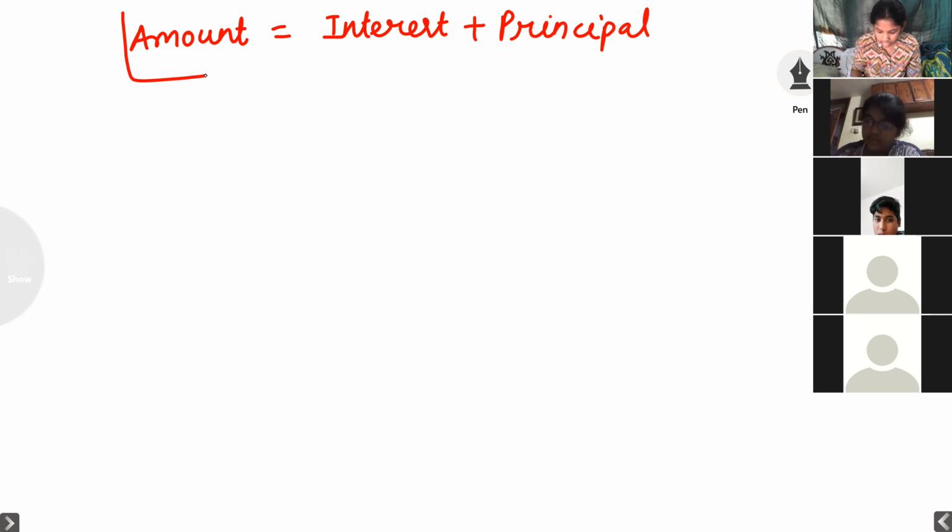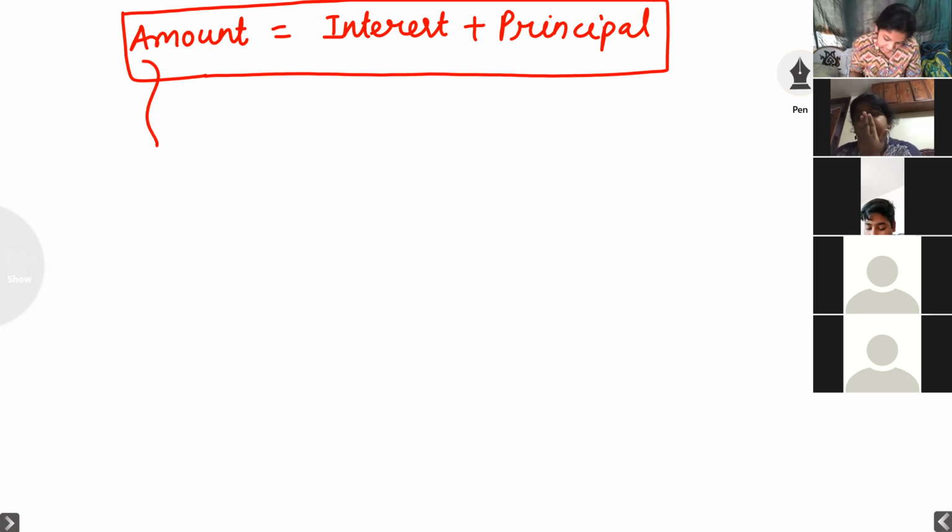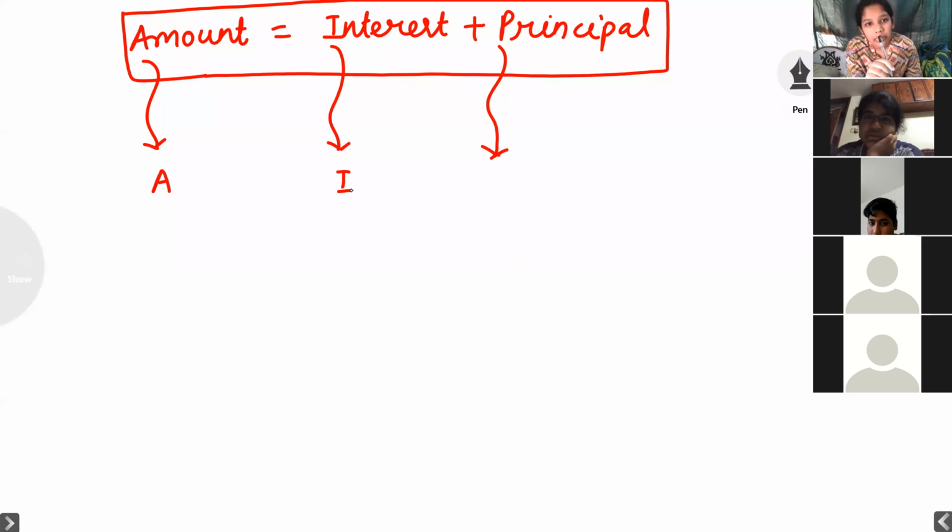How will you keep this formula in mind? Very easy concept. First alphabet is A, second alphabet is I, and third alphabet is P. It means A will come first, I second, and P third. A is equal to I plus P. I or simple interest, we can say SI. Amount is equal to interest plus principal.